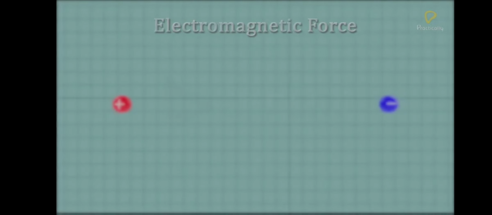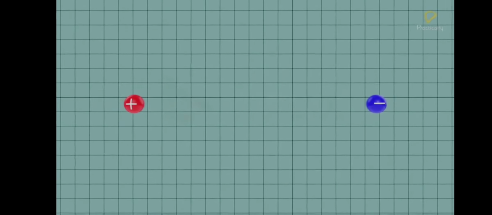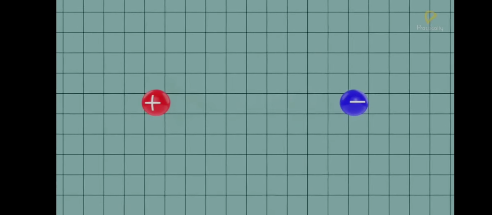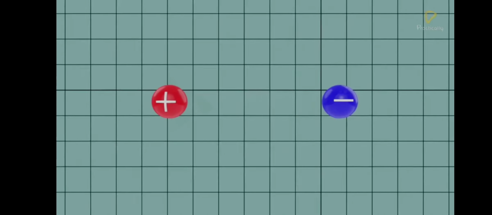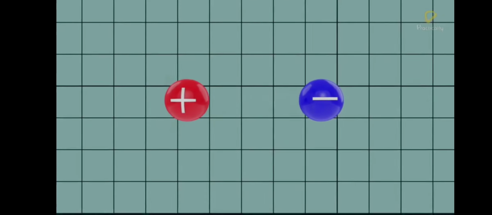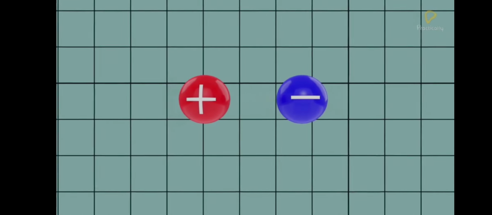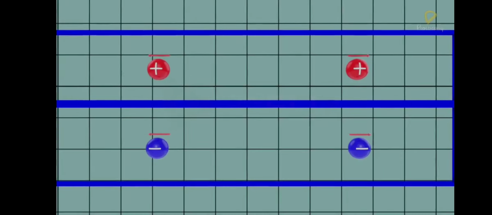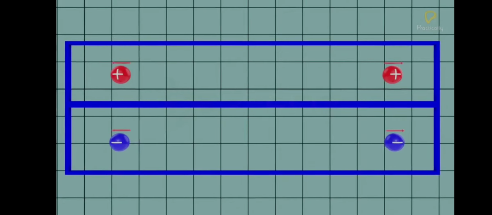Electromagnetic force. Electromagnetic force exists between any two charges. Charge can be positive or negative. Unlike gravitational force, it can be attractive as well as repulsive. Two unlike charges attract towards each other, while two like charges repel each other.